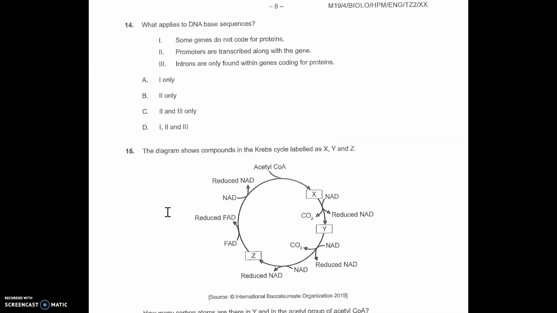Question 14, what applies to DNA base sequences? Do some genes not code for proteins? Yes, some genes code for RNA. Are promoters transcribed along with the gene? Absolutely not. Are introns only found within genes coding for proteins? No, introns are found in all genes. Therefore, it is number 1.